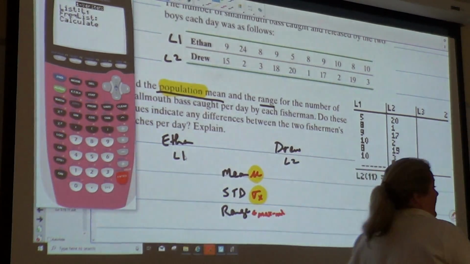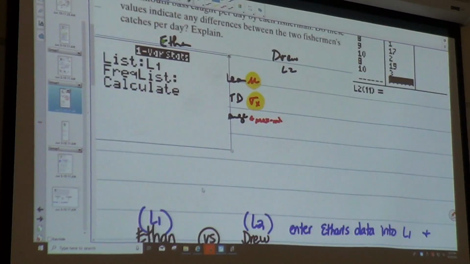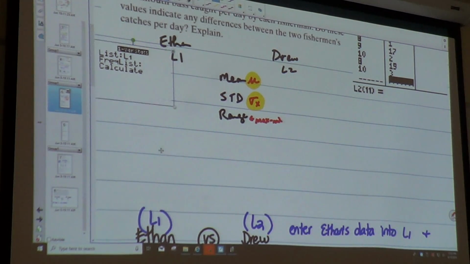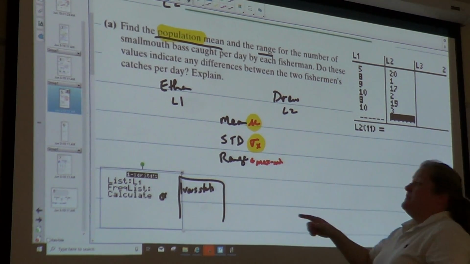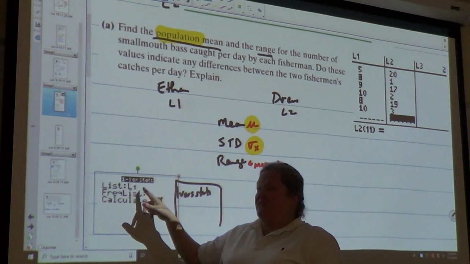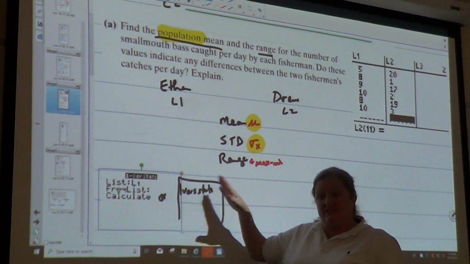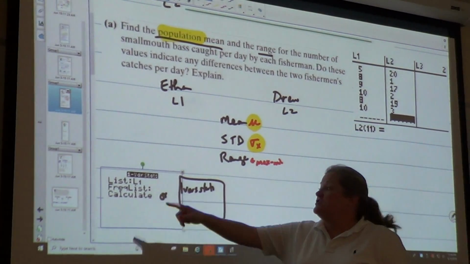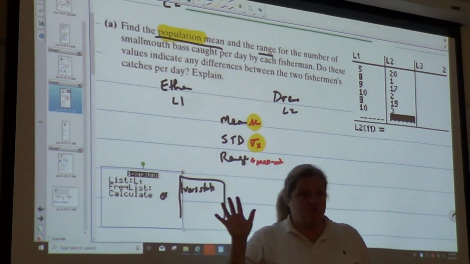You also may have a calculator that is different. So this is one type of calculator. The other type of calculator is going to just say 1-Var Stats. Doesn't matter which one you have, you just need to be comfortable with both. If it looks like this, you've got to have L1. If it looks like this, L1 is understood to be there. So if nothing's there, it's automatically looking at the first list. So, when we look at Ethan, it's what we've always been doing. Enter, enter, enter, do what you normally do.